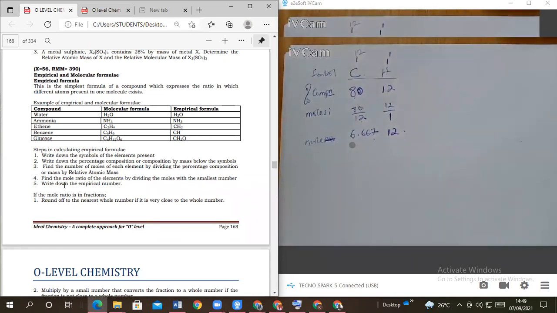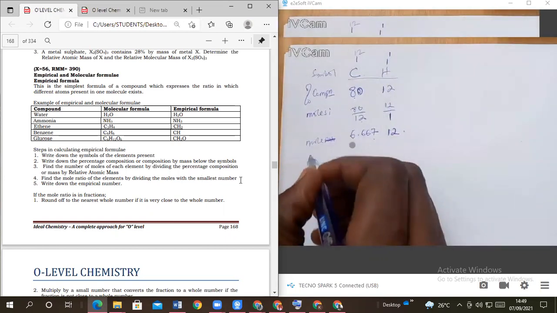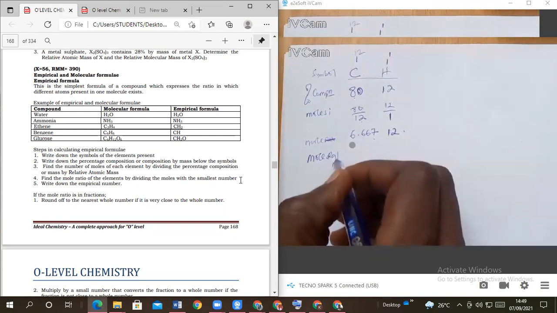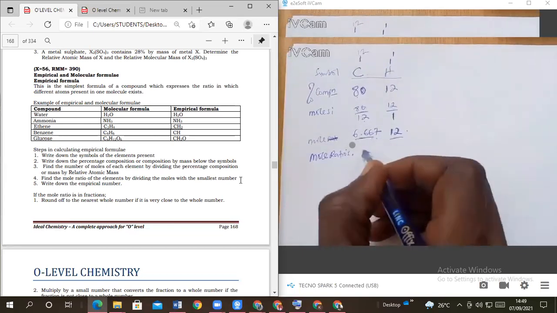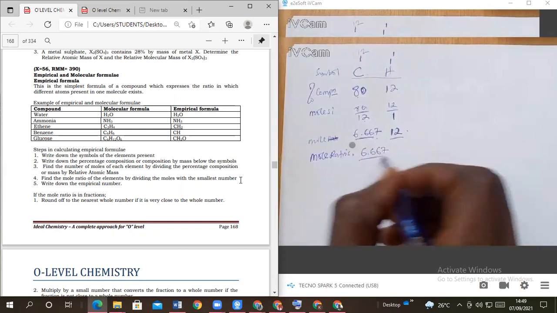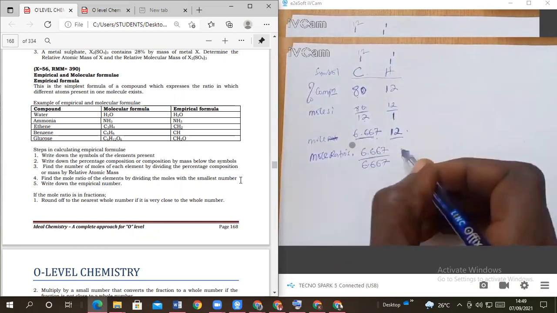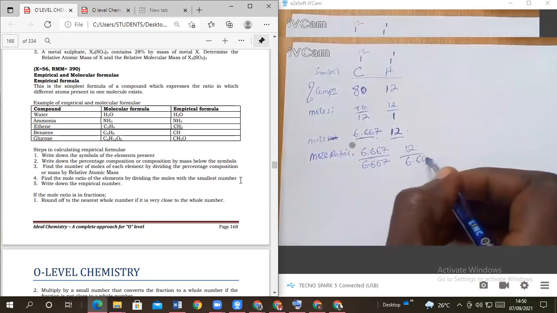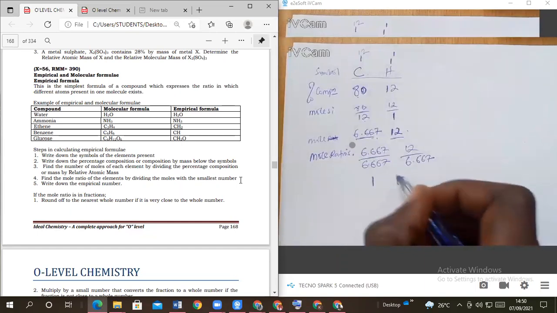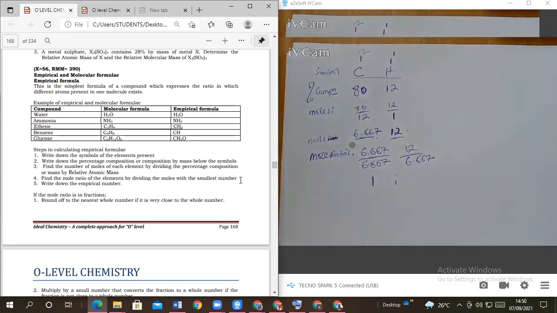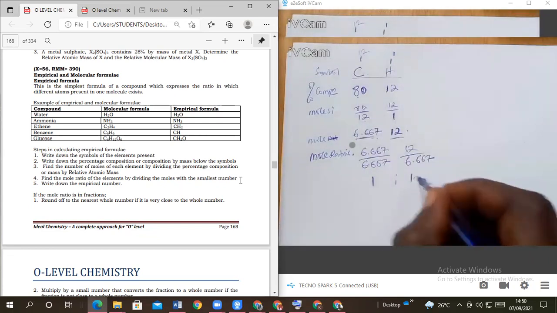Now, find the mole ratios of each element by dividing the moles with the smallest number. So here we are going to look for mole ratios. Like here, 6.667 is the smallest. So we're going to divide 6.667 by 6.667, and then 12 divided by 6.667. So now these are the mole ratios we have. Here we shall have 1, and 12 divided by 6.67, you get 1.8.